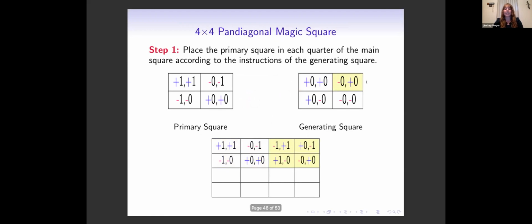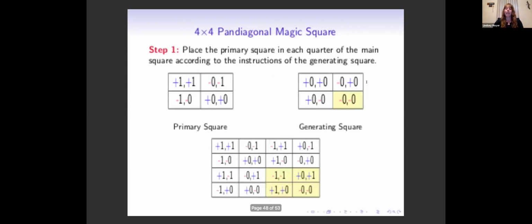Our top right is a negative in the tens place. So that means we're going to flip all the signs in the primary square in the tens column and then replace the primary square. Our bottom left-hand cell is a negative in the units. So we're going to switch all the unit signs in the primary square and then place that in our main.